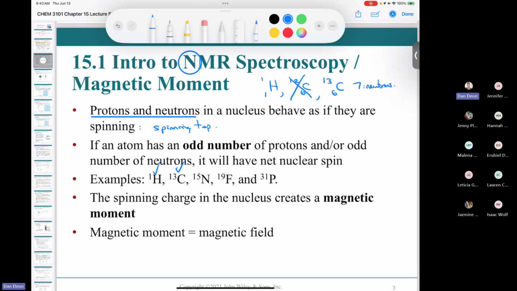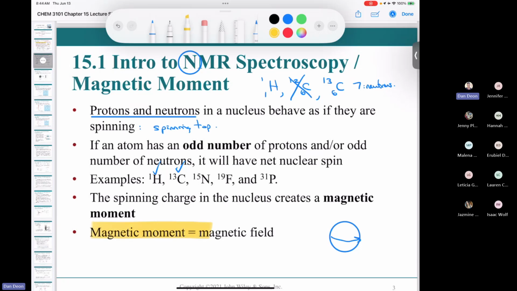So it says here that this spinning charge in the nucleus creates a magnetic moment. If you think about your nucleus that has net spin, it's going to spin around, and it has a charge, right? A nucleus has a charge. So if it spins around, it's going to create a magnetic moment, and a magnetic moment is the same thing as a magnetic field.